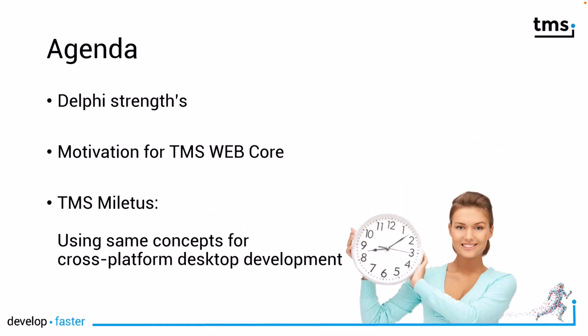So this is how I structured this session. First of all, I'm going to give you Delphi's strength, why you use Delphi. And then I'm going to give you a motivation why to build web applications nowadays with TMS WEB Core. And TMS WEB Core does not only give you the ability to build web applications. No, with TMS Miletus, you can build web-based applications that you can compile for the desktop so that they run on multiple platforms. And the Raspberry Pi happens to be one of those platforms.